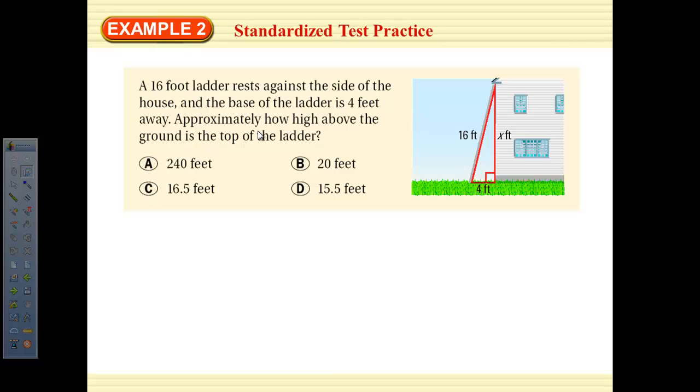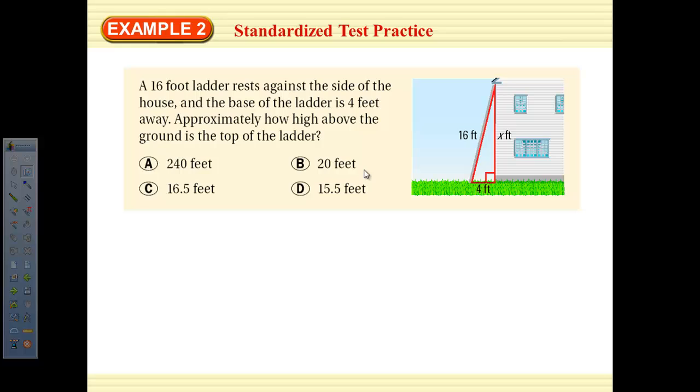Okay, we're doing a little bit more practice with Pythagorean theorem, and I've seen a problem like this on standards tests and things like that, so good to pay attention to it. We've got a 16-foot ladder that rests against the side of a house, and the base of the ladder is 4 feet away. A lot of times they won't give you a picture for this, so you have to figure out what's my hypotenuse and what are my legs.